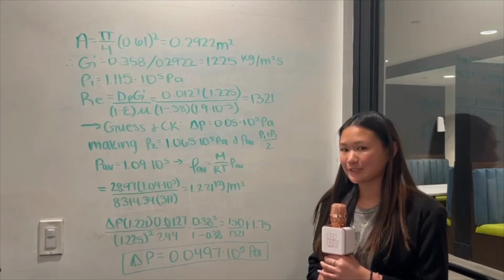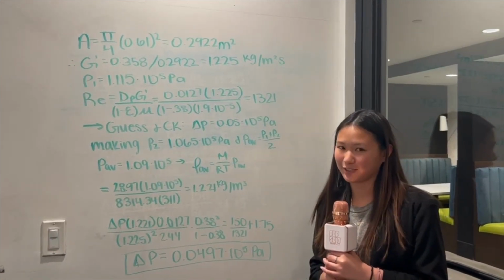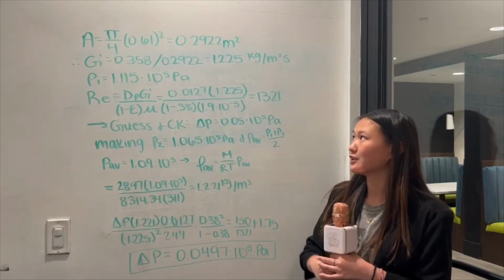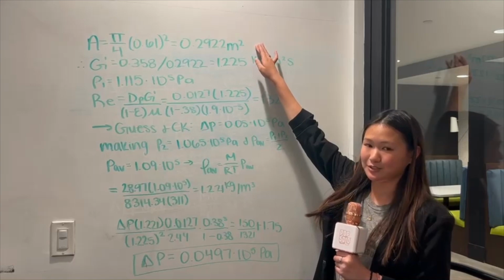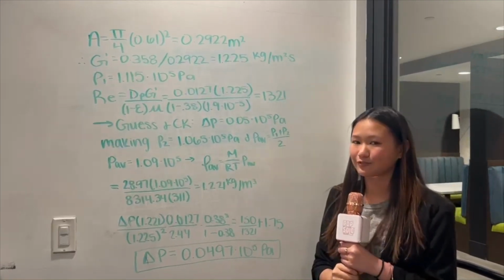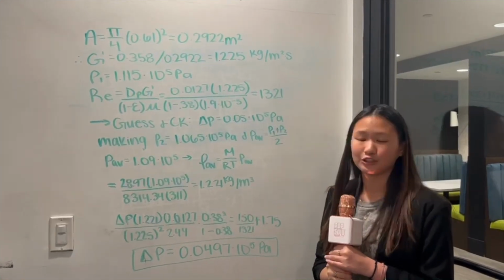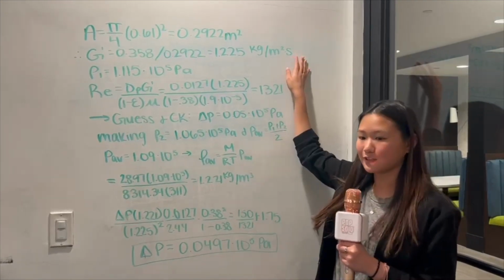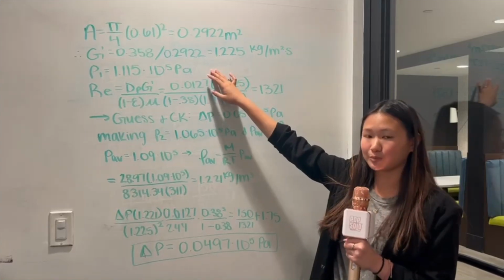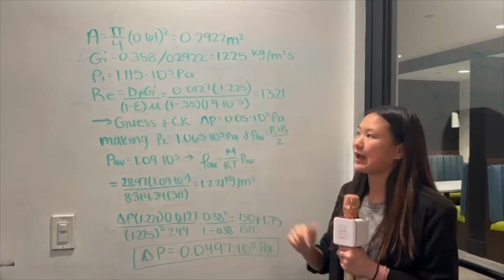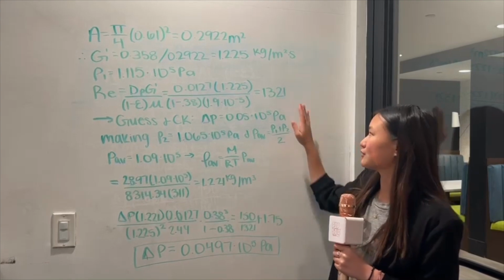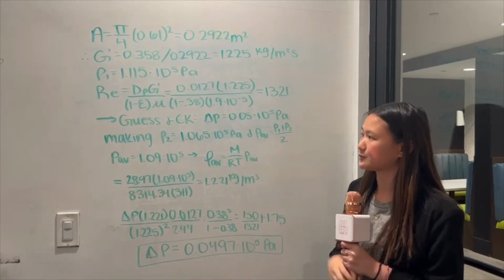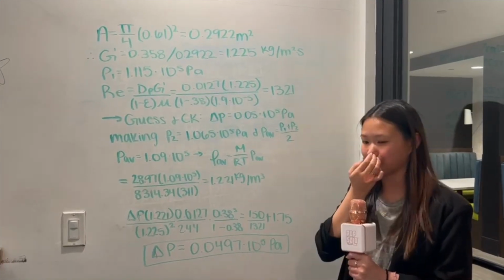Approaching this question, the first thing you need to do is solve for the cross-sectional area. The cross-sectional area is given by pi over 4 d squared. You know d, so plugging in d, you can solve for A. Then you use your value for A to solve for G prime, which is given by the mass flow rate divided by area. Once you have your G prime, you also need to convert your pressure into pascals. After doing that, you want to use the Reynolds equation to solve for the Reynolds number, because you have all of those values. Plugging in you get 13.21.